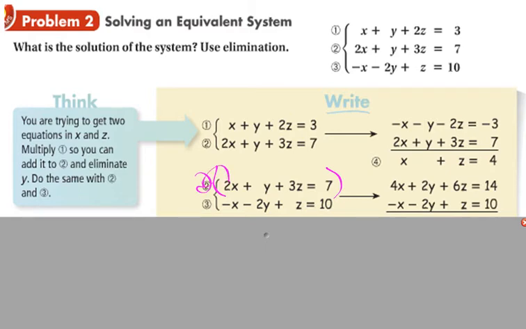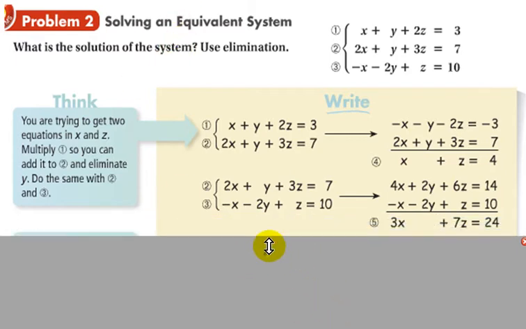So when we do that, you get 4x plus 2y plus 6z is equal to 14. So they converted equation 2 by multiplying everything in that equation by 2. Now I can add. So it's a straight copy across for equation 3 and then add. So we end up with 3x, the y goes away, plus 7z is equal to 24. So now we have our equation 5. So we've had equation 4 from the previous calculations, and here's equation 5.